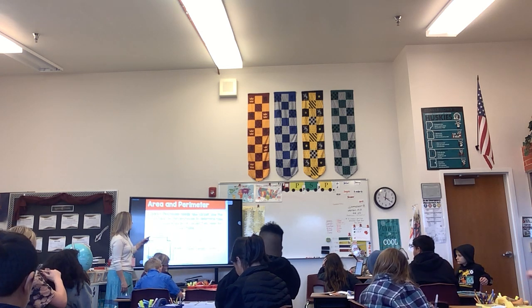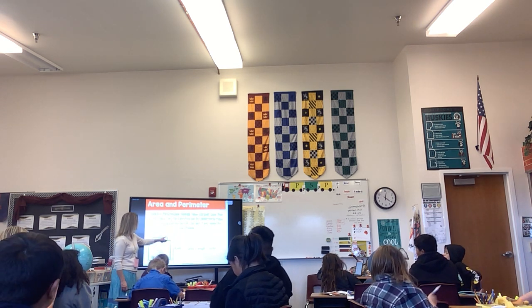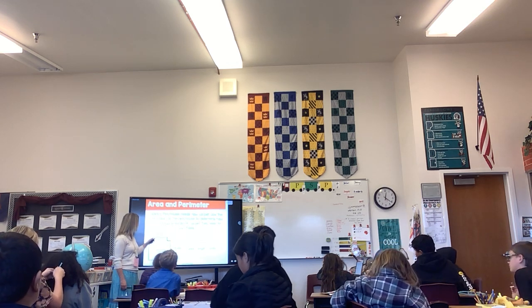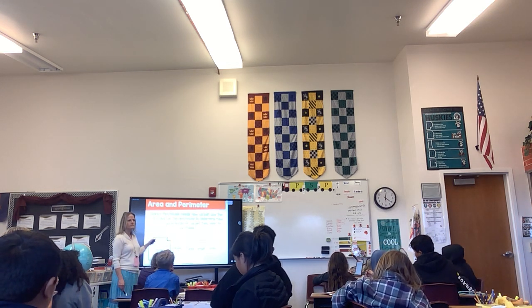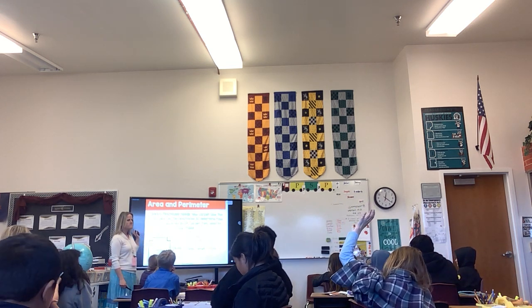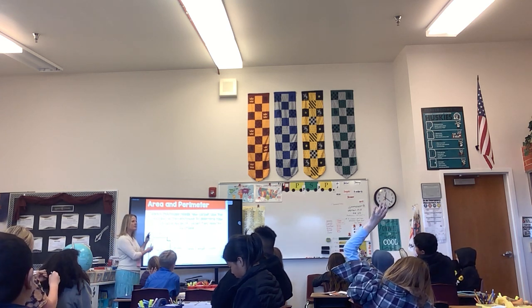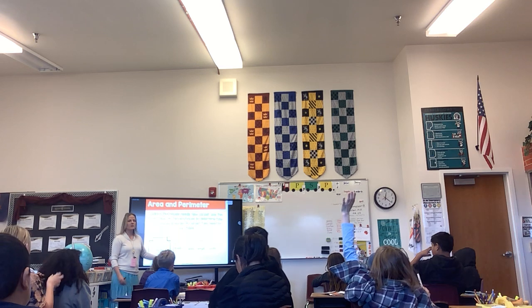Now, we need to find the area of the entrance. But we only know one side. We know that this side is 6 yards. We need this little itty bitty side. How can we figure that out? Any ideas? Measure it. You can't really measure it on the paper because it's representing yards. But look at the picture. You have all the information on the picture.